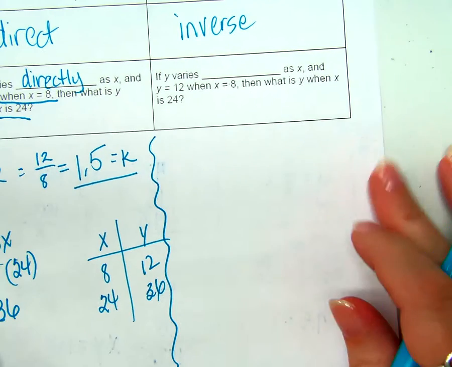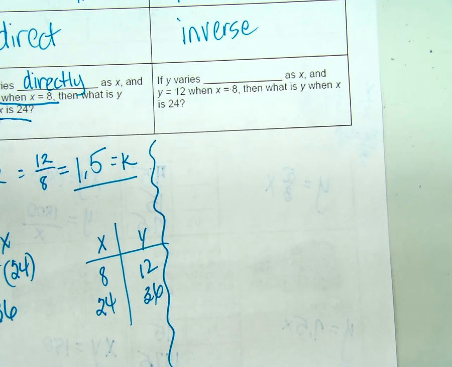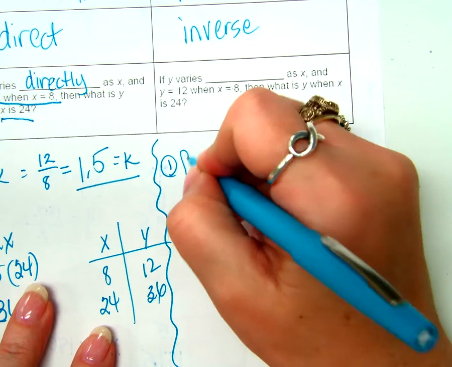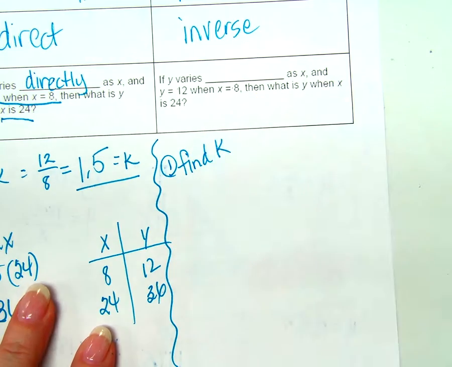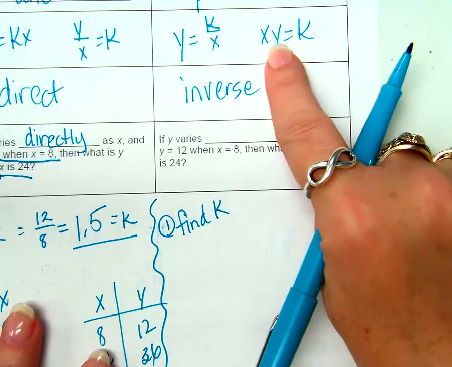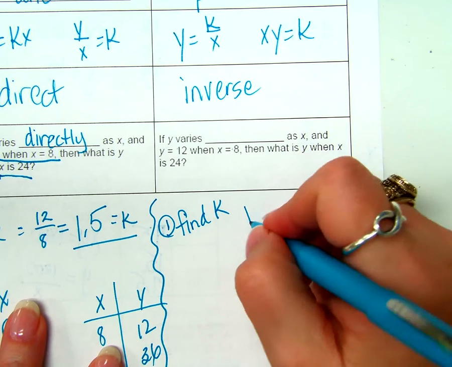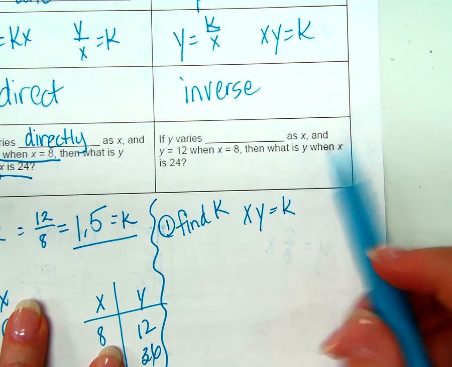Let's try the inverse variation problem then. What should we do first, do you think? Find k. Same as the other one, right? We still have to find k. So let's use the equation that's already solved for k. X times y equals k. Do I know x and y?